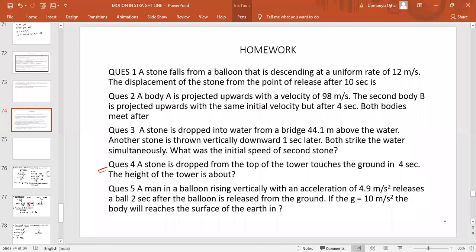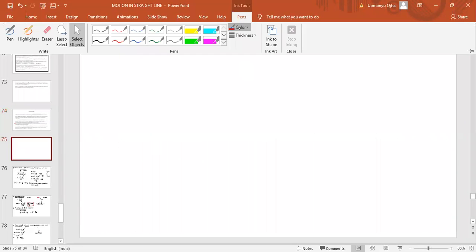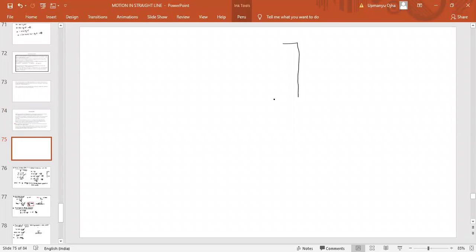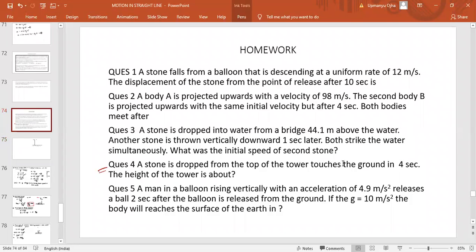A stone is dropped from the top of a tower, touches the ground in 4 seconds. What is the height of the tower? Can you get the answer for this? Regarding the weekend test portion, I'm telling you again that it is the same motion in a straight line. Question number 4 of yesterday's homework: a stone is dropped from the top of a tower, and it touches the ground in 4 seconds. What is the height of the tower?